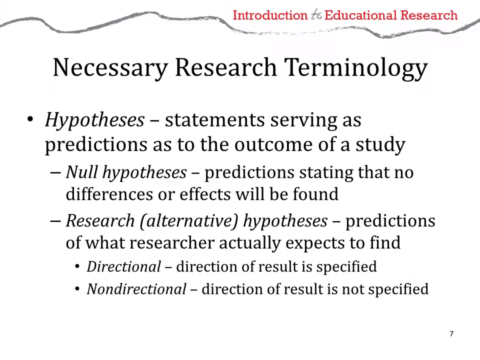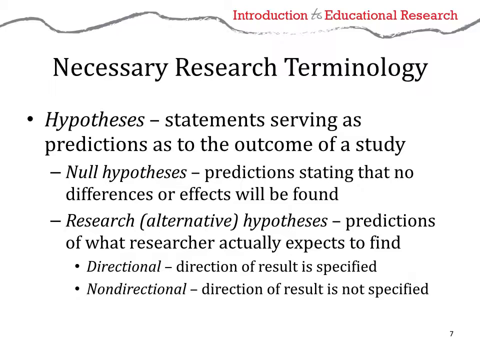Hypotheses. These are statements serving as predictions as to the outcome of the study. So you can state this as a main hypothesis in these group design studies and some of the correlational and prediction type studies. You're going to state a null hypothesis. It may take a little while to get used to this idea of a null hypothesis. But basically you say, I predict that nothing will happen, no difference. And then what you really think will happen, this is the research or alternative hypothesis, the HA.